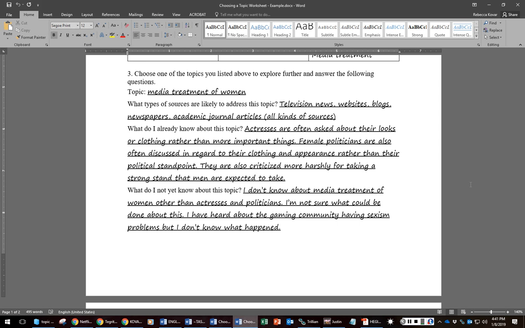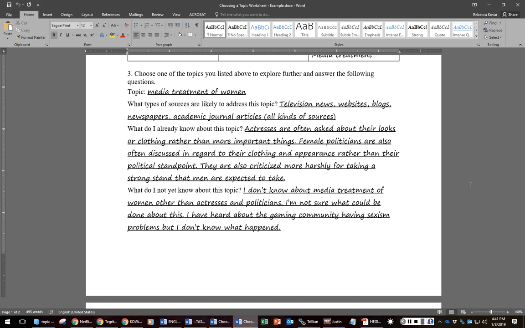So you want to know what kind of sources you're going to find. If it's an event that's happened very recently, there will not be academic sources. Is this something that people write their own personal stuff about, or is it something that media publishes? So think about that kind of thing. You also want to think about what you know about your topic ahead of time. What do you already know? Where are you starting from?